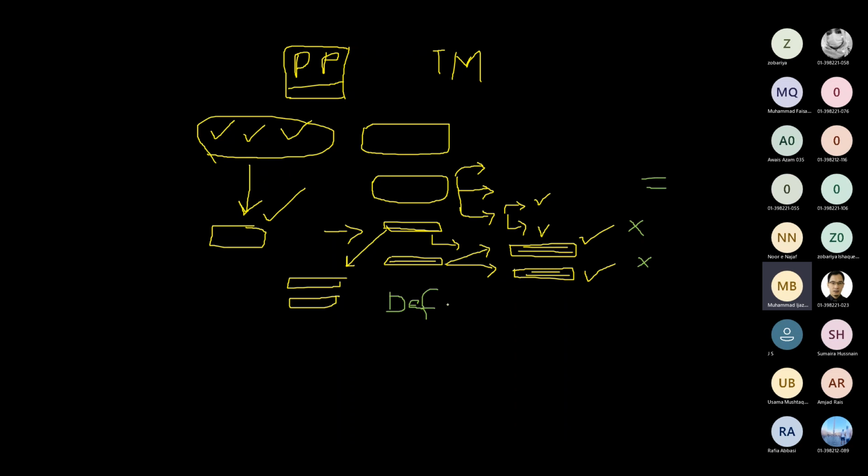We have all the requirements with us. So now we will define our scope. And as a result, what will we get? When we define the scope, again, we will get a document or artifact, and that is called, can someone tell me? Scope statement.